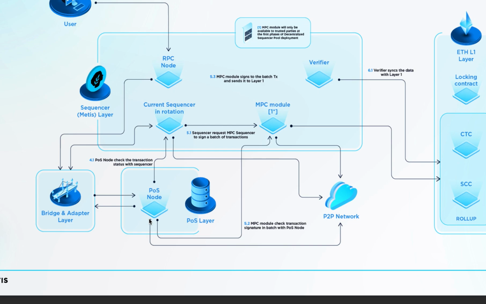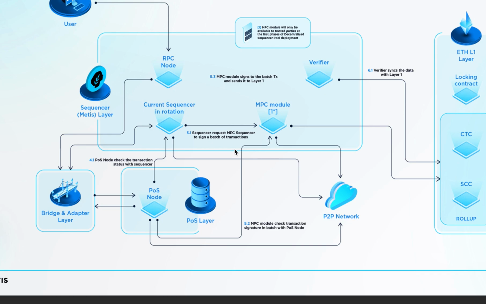The bridge and adapter layer is the layer that ensures that transactions move seamlessly between layer 2 and layer 1. It facilitates communication and ensures that the data is compatible between these layers. So in the transfer of transaction data between different layers, it is the bridge and adapter layer that ensures that this data is compatible between these layers.